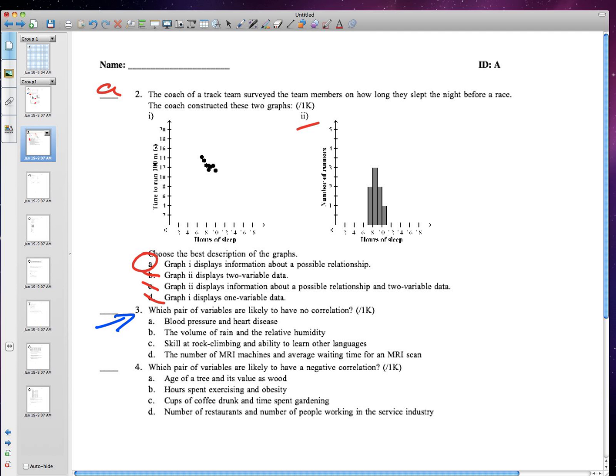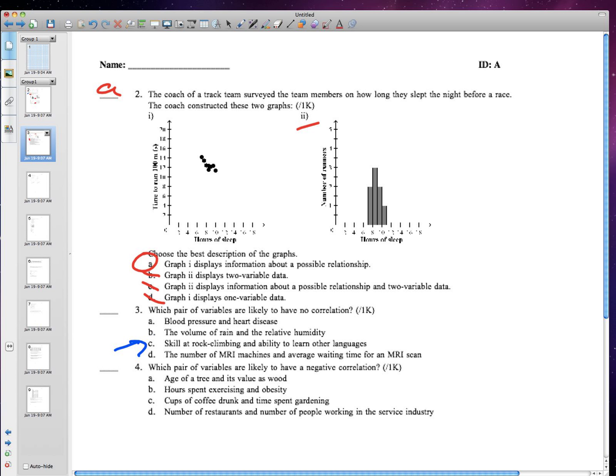Question 3. Which pair of variables are likely to have no correlation? Right? No correlation. So there's really no relationship at all between them. Blood pressure and heart disease. Would they have a correlation? Yeah, probably. High blood pressure tends to lead to some type of heart disease and vice versa. The volume of rain and the relative humidity. Does that have to do with each other? Is there any relationship between those two, a correlation? Probably, yeah. Rain and humidity, how much water is in the air, how damp it is outside. Those probably deal with each other.